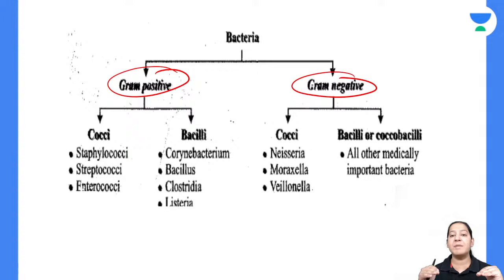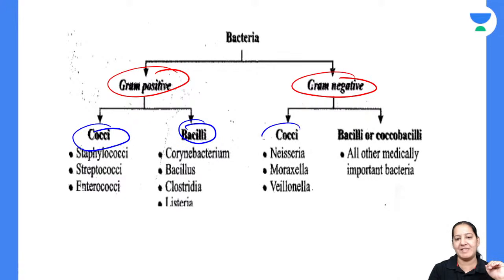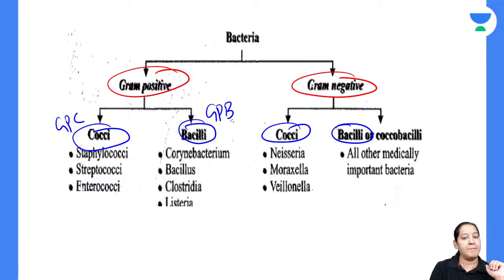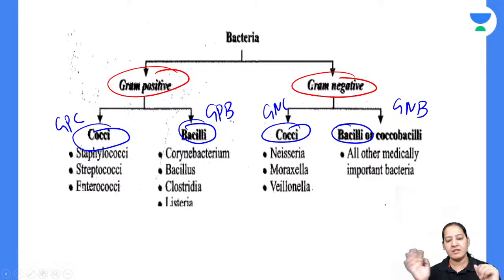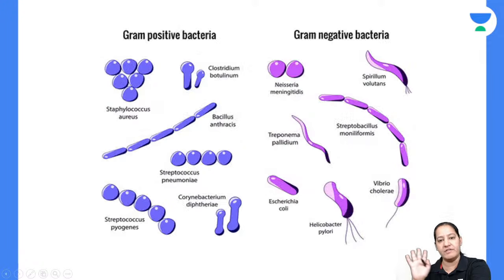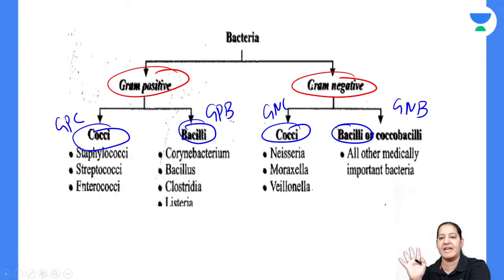The second classification is based on the shape of the bacteria. Now some bacteria are spherical in shape, that is known as cocci. Some bacteria are rod shaped, that is known as bacilli. So we divide the bacteria into four categories, that is gram positive cocci GPC, gram positive bacilli GPB, gram negative cocci GNC, and gram negative bacilli GNB. So these are the four categories of the bacteria. We are going to divide the bacteria in these categories.